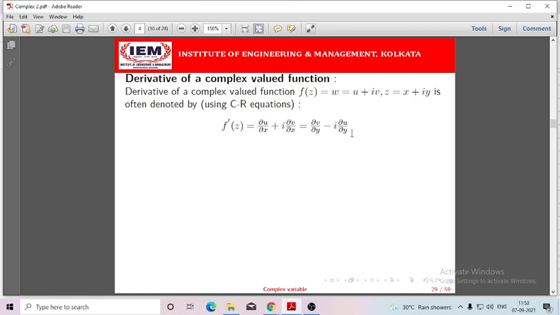Is that clear or not? This is a definition, but I am not discussing here how to get this result. You just need to remember it. If you are asked to find the derivative, without using the first principle or any other rule, just by using the partial derivatives of the real and imaginary parts of the function, you can obtain the derivative in that form. Okay. Yes, sir.